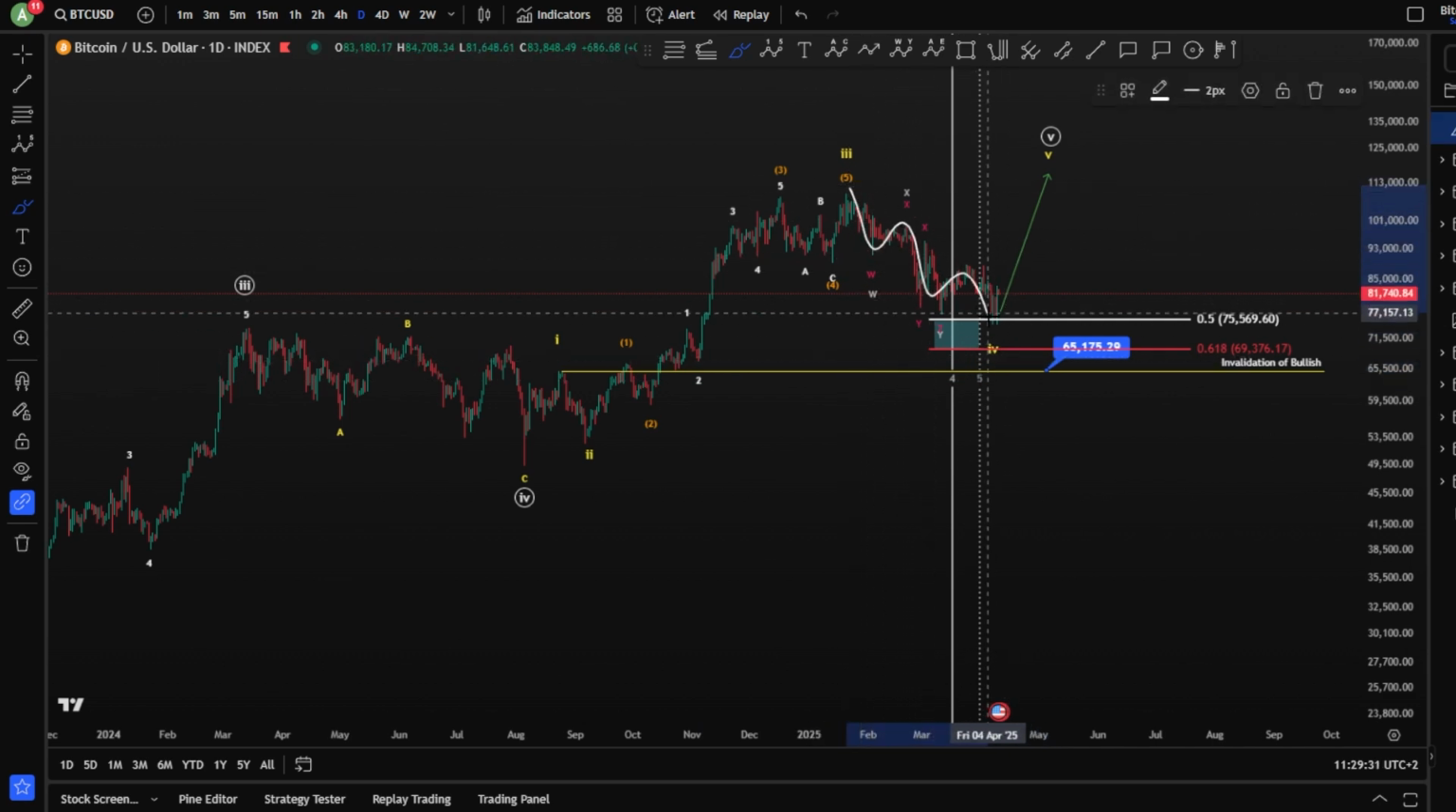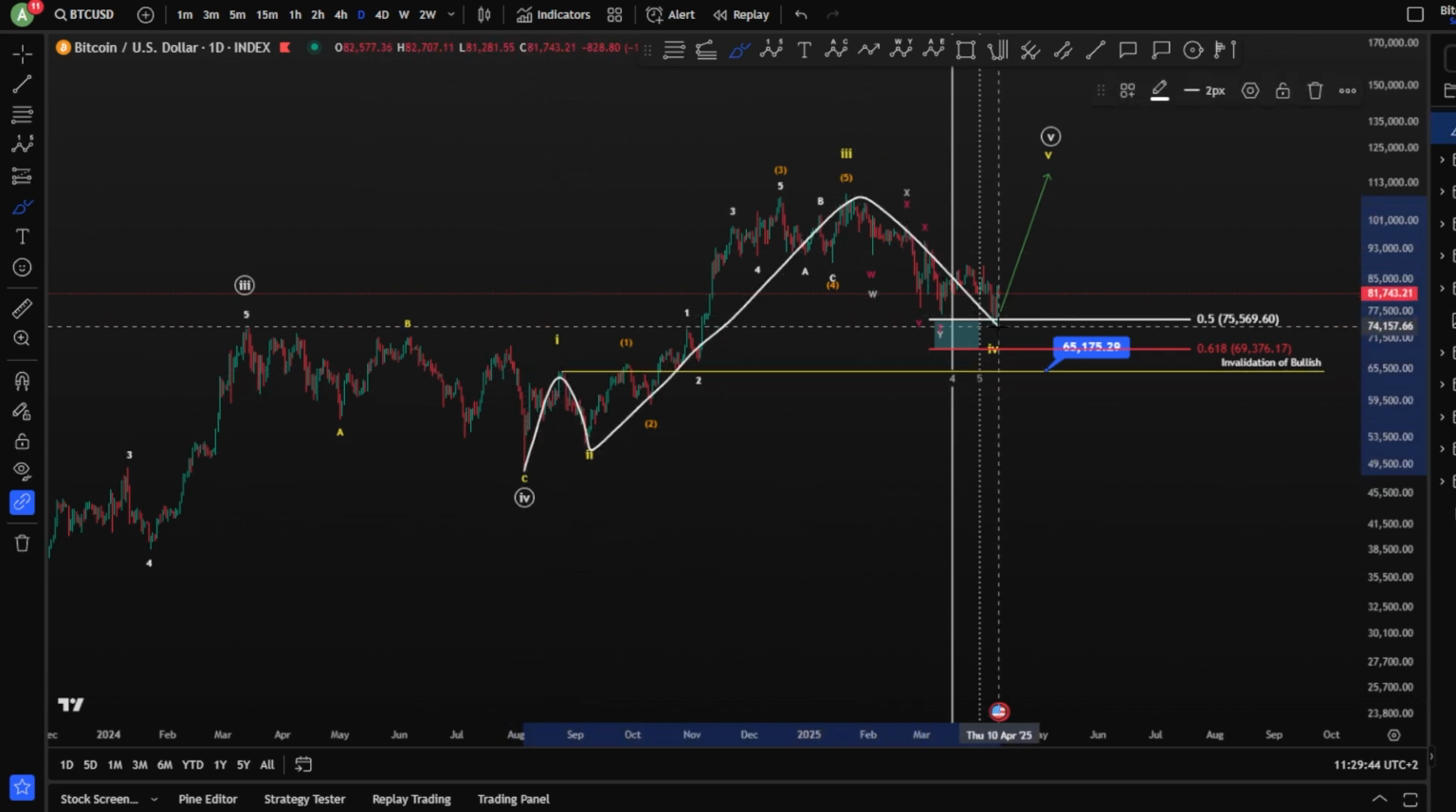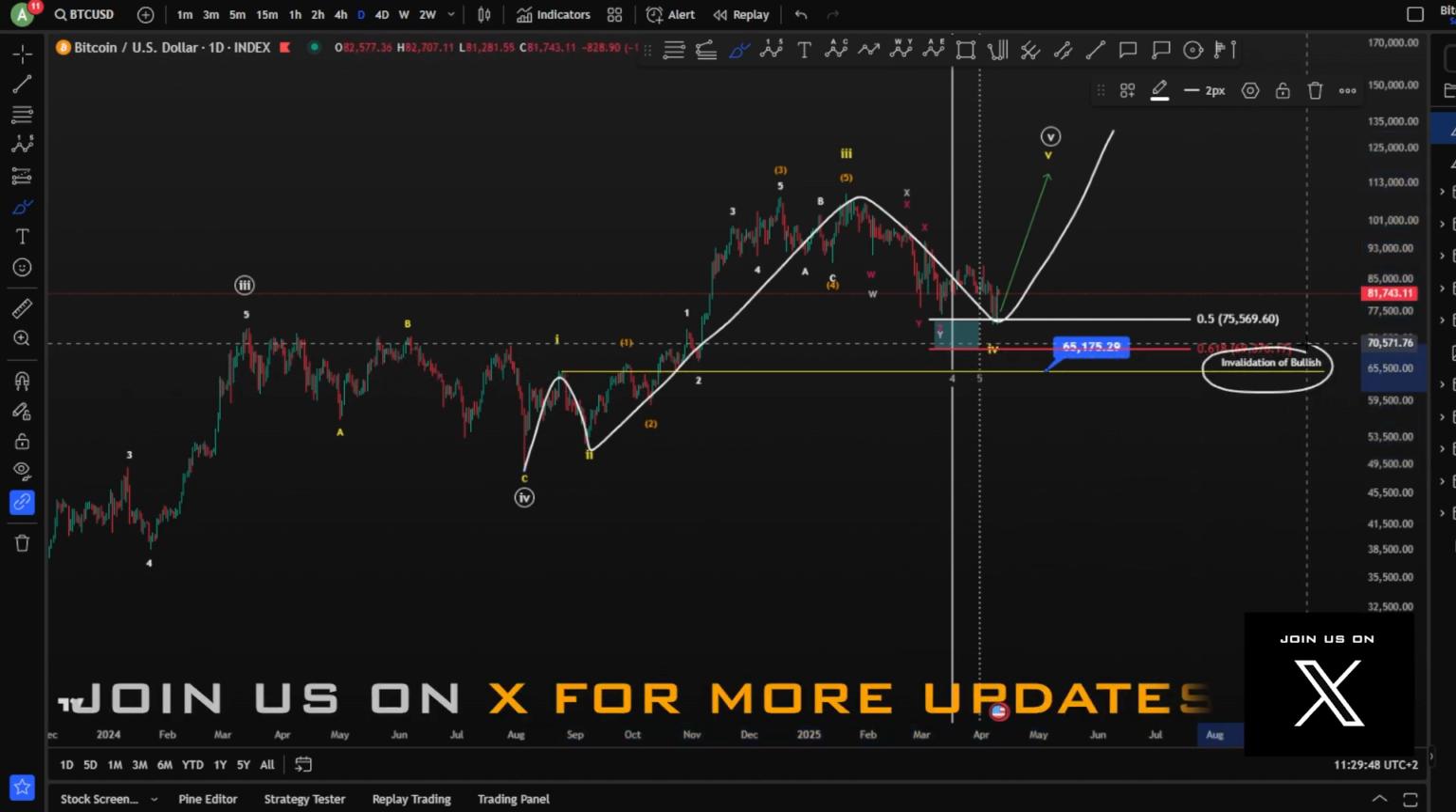Very complex structure for a wave 4, which took a lot of time, more than 5 times, and we are very close to the 6th time of a wave 2 here. So this is your wave 2 in case you are in 1 2 3 4 and a 5 as an impulse. Well, yeah, we did not invalidate it yet, right?